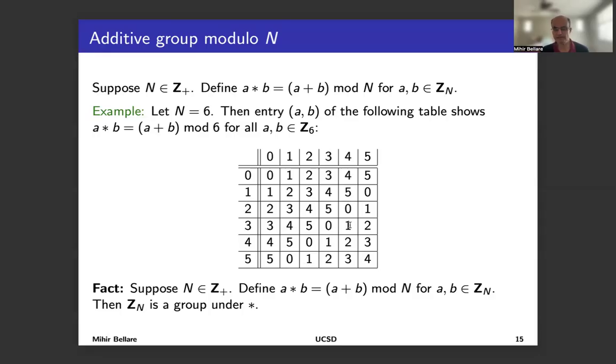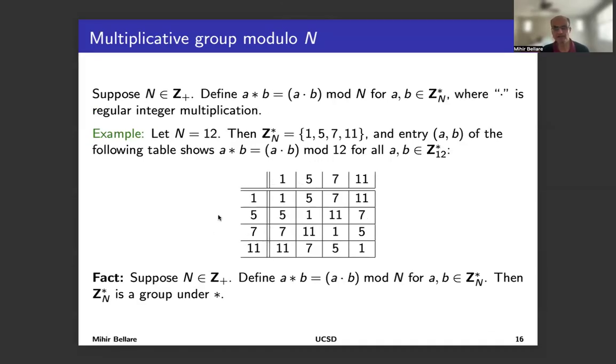You might notice a bunch of nice properties of this table. For example, it's symmetric. What that means is that this first row and this first column are the same, and so forth. Our claim, or a fact, is that this set with this operation is actually a group. It will have all the properties we need.